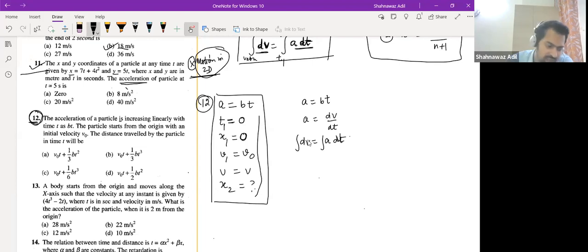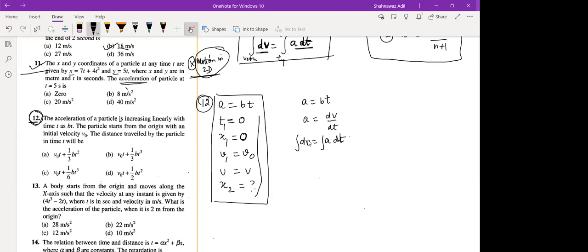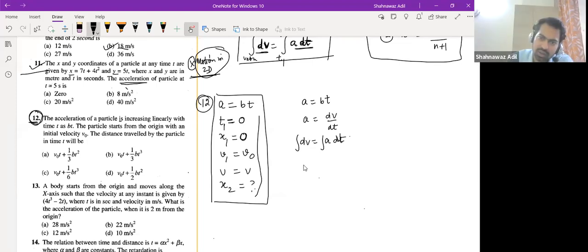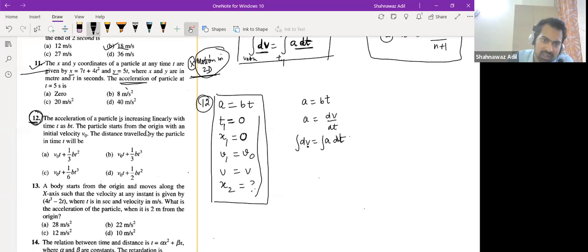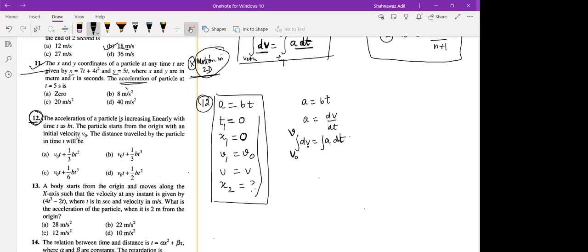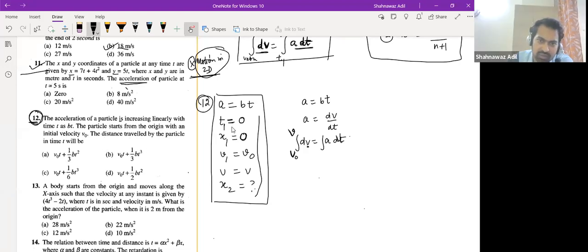So in here, what is the limit? On the left hand side, the limit is on which variable? The limit is on this v variable, velocity. Initially, the particle starts from the origin with an initial velocity v naught. This is initial, and finally the velocity is v at some point, correct? Yes, sir. And time is starting from 0 to t. Understood?